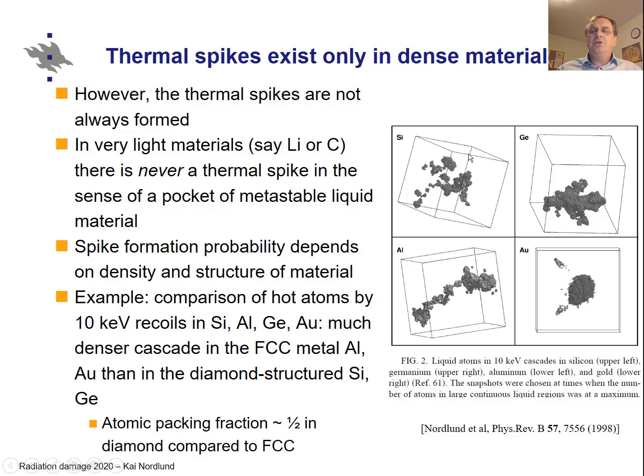And to illustrate this point, this is an image sequence of silicon, germanium, aluminum, and gold. These are good comparisons in that silicon and germanium have the same crystal structure and not so different lattice constants, but germanium is of course heavier. Similarly, aluminum and gold have very similar lattice constants, but aluminum is much lighter than gold. These are same energy cascades, 10 keV, so you clearly see that in silicon and aluminum the damage is quite widespread, whereas in germanium and gold it is quite dense.